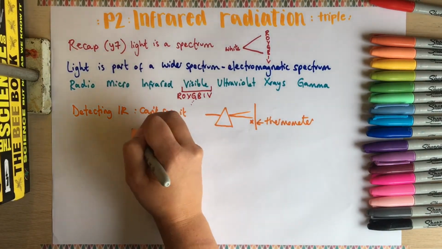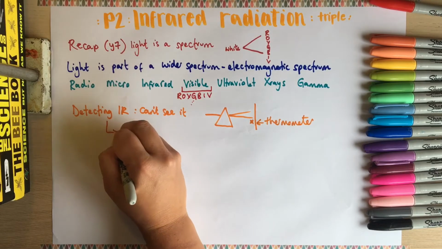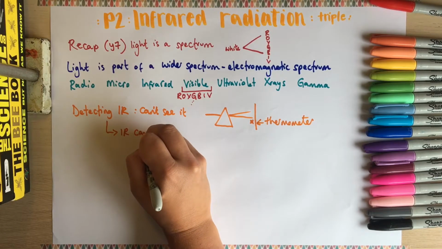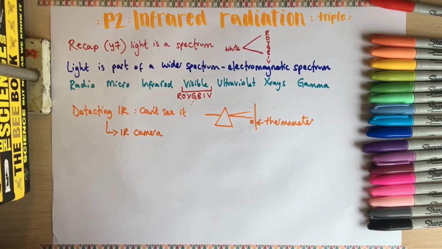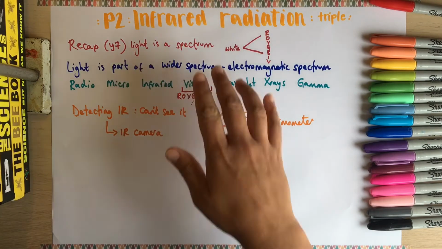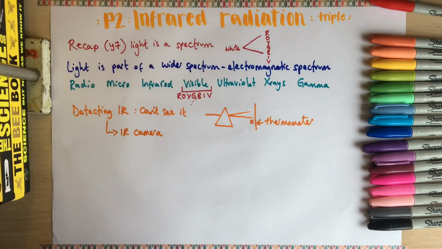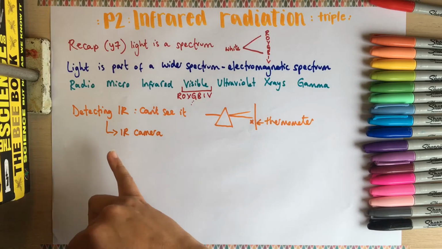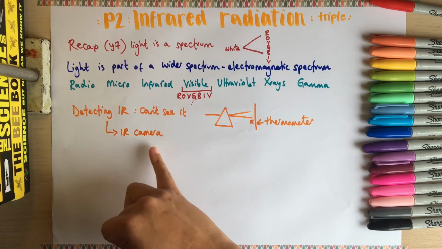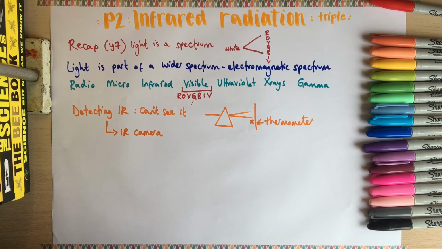The other way that we could do it is by using an infrared camera. So this is a special camera that picks up on the infrared radiation rather than the visible radiation. And you might have seen this being called a thermal imaging camera before.